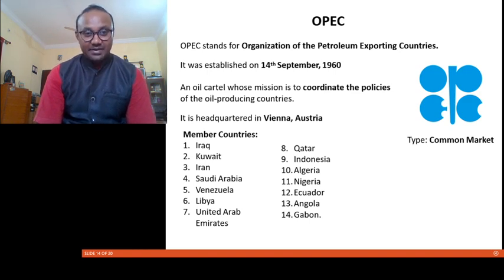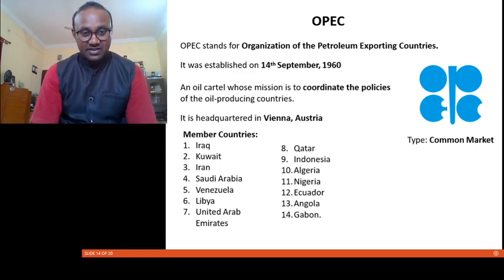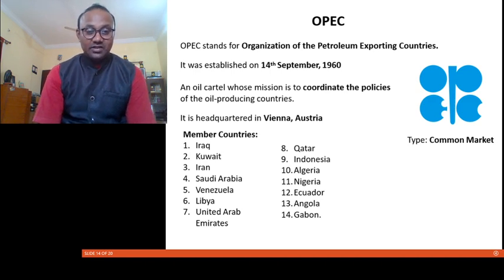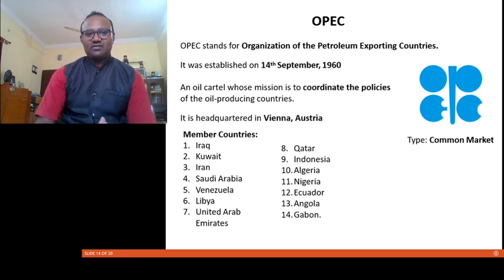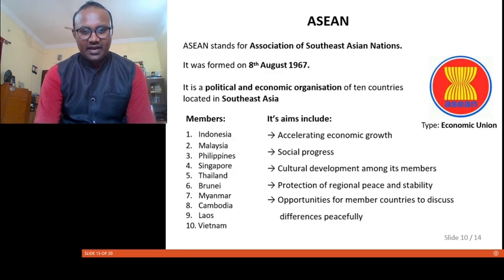And India largely depends on OPEC countries. They have a common market, and they have a common set of policies as well. They decide the rate at which crude oil needs to be sold to the external world. This cartel controls trade to a very large extent because crude oil is a very big resource for industry, for manufacturing, and for the entire economy as such, right? So OPEC is the second trade bloc we have.